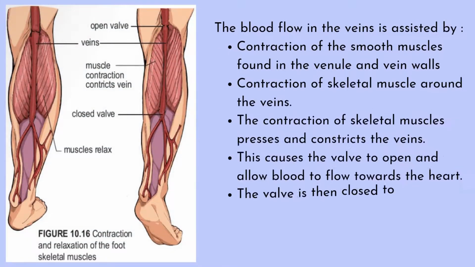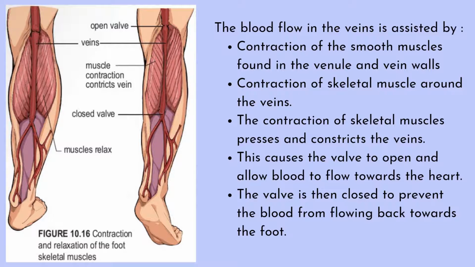So, next slide. Other than that, the blood flow in the veins is assisted by the contraction of smooth muscles found in venule and vein walls, and the contraction of skeletal muscle around the veins. The contraction of skeletal muscles presses and constricts the vein here. This causes the valve to open and allows the blood to flow to the heart. Then the valve is closed to prevent the blood from flowing back down to the foot.